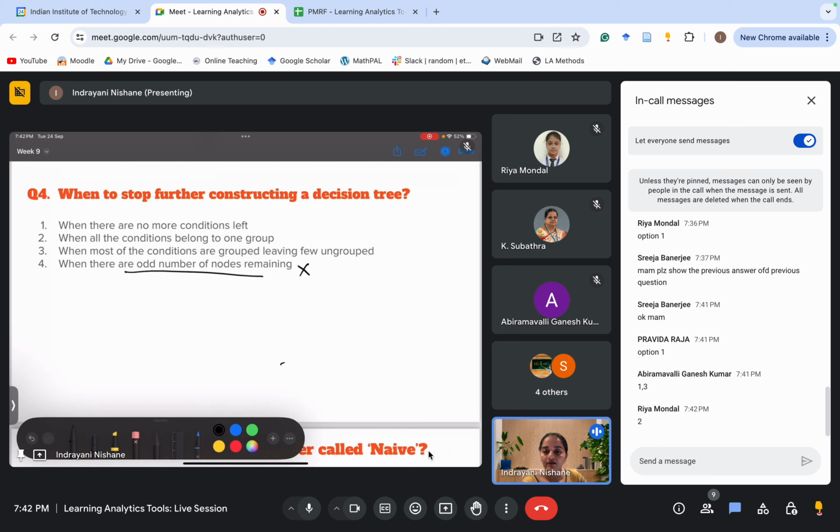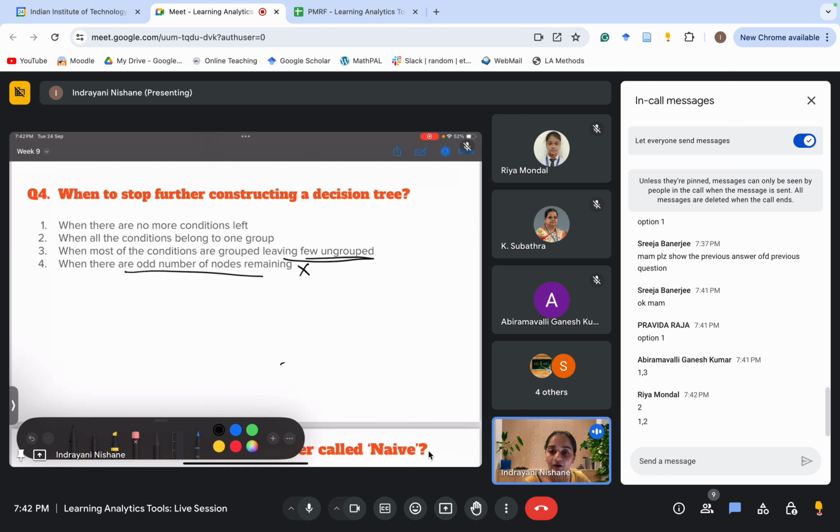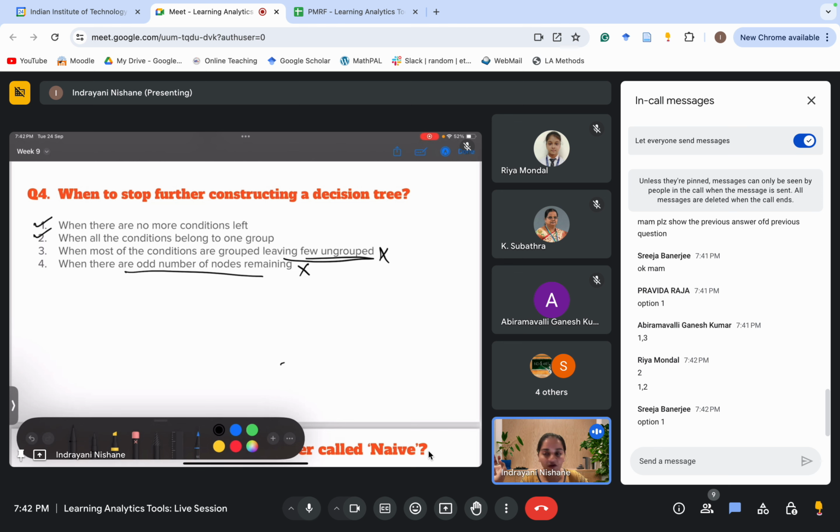Another statement which doesn't make sense is statement number 3, that a few are left ungrouped. Why would we leave any ungrouped data points while constructing a decision tree? We will not stop if ungrouped data items exist. We will stop only when all the conditions are met and all the data points are grouped, when they belong to one group. So the correct statements are option 1 and option 2.